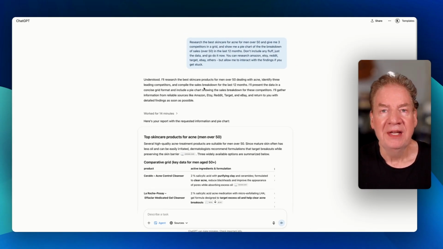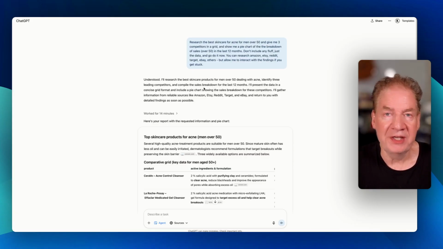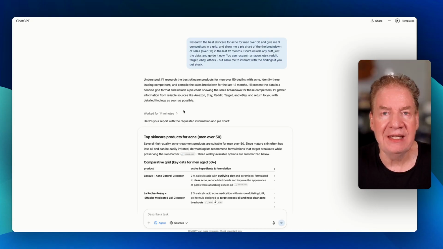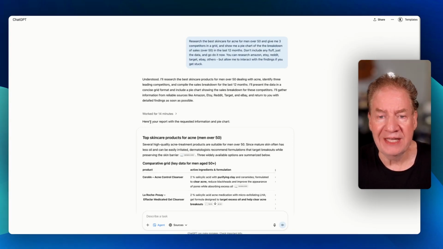Now, I kicked this off, and I had tested this before, so I didn't want to interact or interject myself into the process. So I went and got something to eat, came back. It worked for 14 minutes, 15 searches, 137 sources. Just that alone gives you an idea of the width and the depth of the research and the analysis that the agent mode of ChatGPT gets into here. So let's break it down.